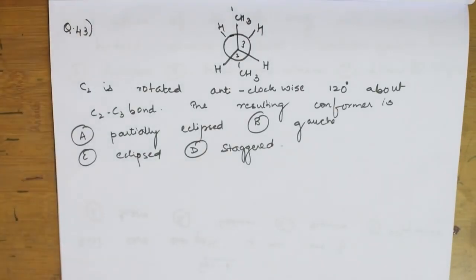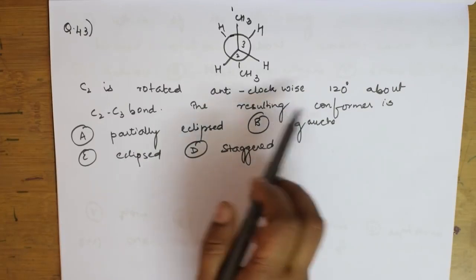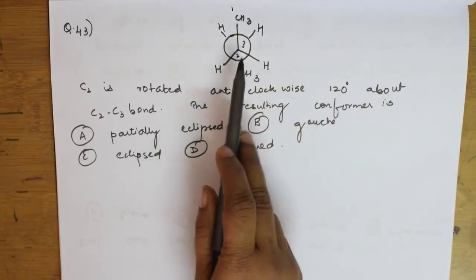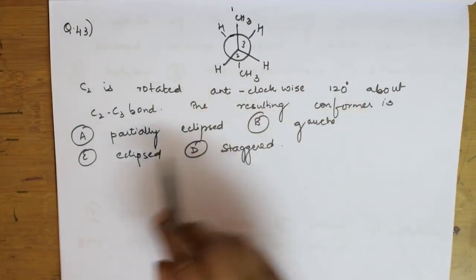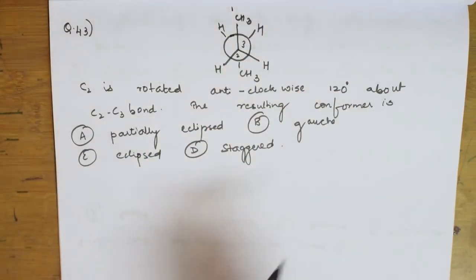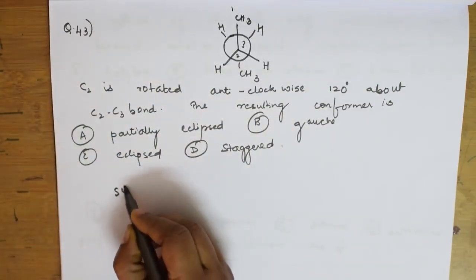Yeah, this is again a grade 11th question. We are going one after the other, grade 11, grade 12, like that. We are trying to cover all the concepts of every chapter, right? Let's see this. What do they give me? C2 is rotated anti-clockwise 120 degrees. So they have given C1 is here, C2 is here, C3. It is rotated 120 degrees about the C2 and C3 bond. The resulting conformer, what do we get? Okay, let us take that and rotate and see.